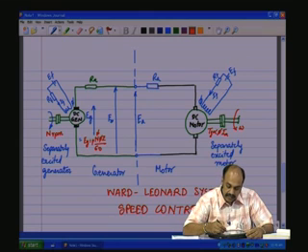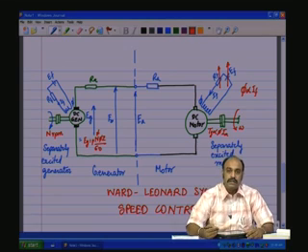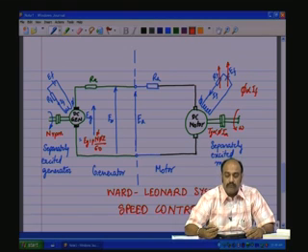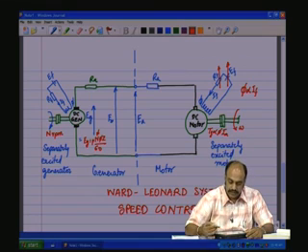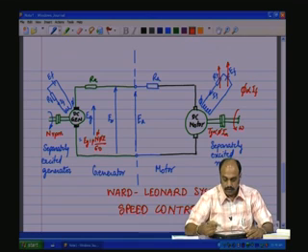Because phi is proportional to IF, if we change IF, phi is going to change. So, IF can be changed either by adjusting this resistor or by changing the voltage value of this voltage source. Both these will change phi, which will lead to change in Tg, which will affect the speed of the motor.